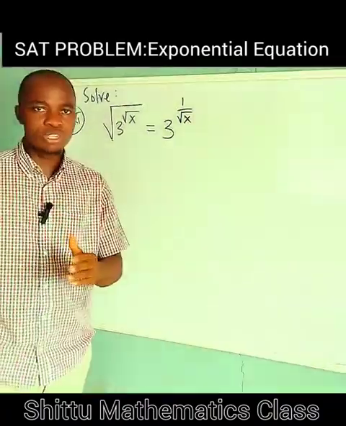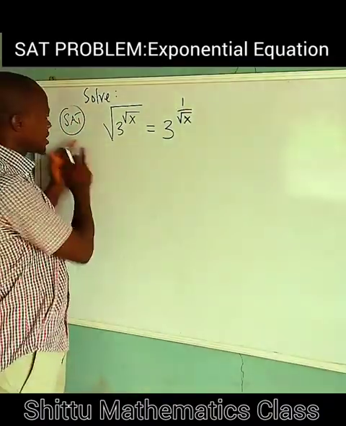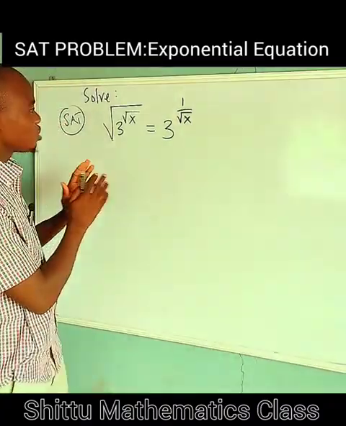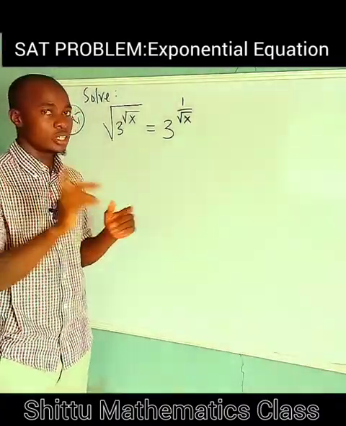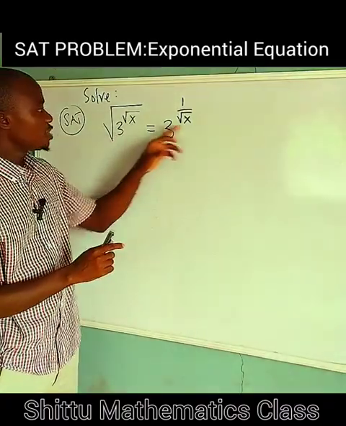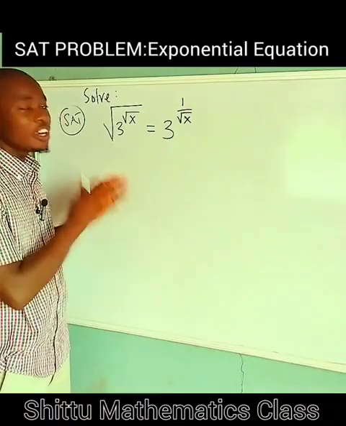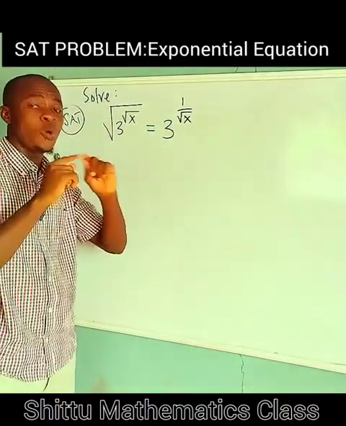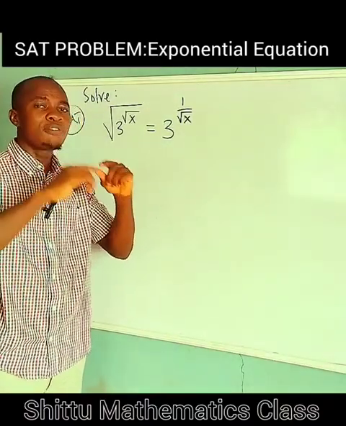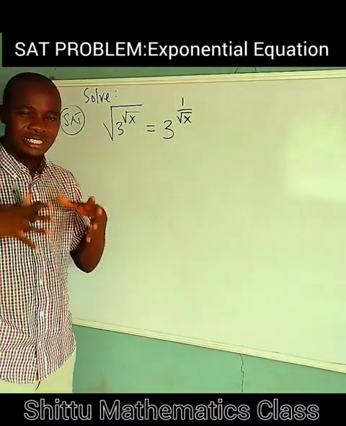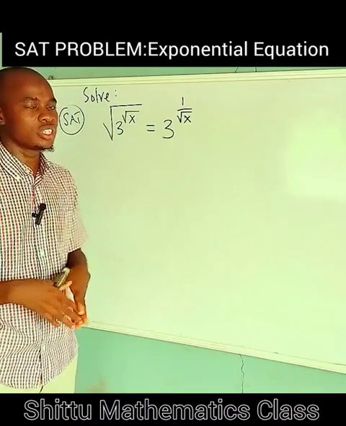In this tutorial today, we are going to be looking at this SAT problem. When you look at this equation, you can see that it is an exponential equation. Why? Because the variable we are looking for is found in the power position. Whenever you have an equation where the x or y, or the variable you are looking for, is found in the position of the power like this, that type of equation is called an exponential equation.